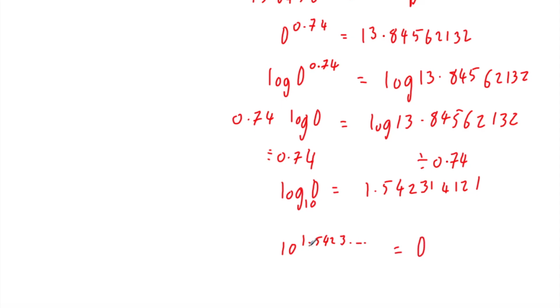So if we work out what 10 to the power of 1.5423 and so on is, we're going to find out what d is. So on my calculator, I'm just going to do 10 to the power of answer, and that's equal to, d is equal to 34.8589 and so on. And again, we could round that to 2 decimal places, and that would be 34.86 miles. And that's it. And that's how I would approach that question.